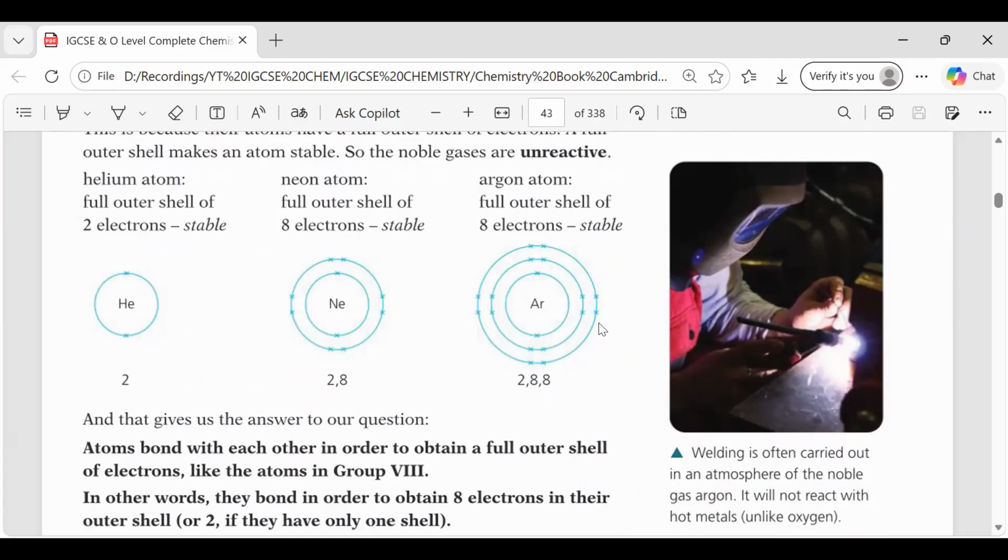They all have one electron in the valence shell. So are they stable? Are the group 1 elements stable? No. Why are they not stable? Because they don't have a full valence shell. They don't have either two electrons or eight electrons.